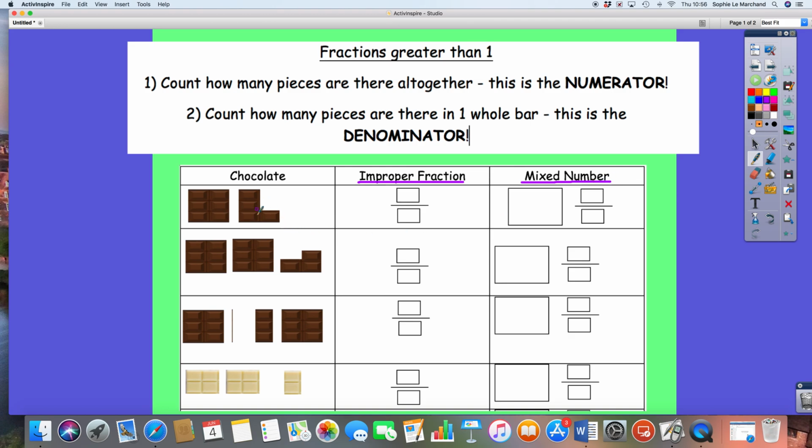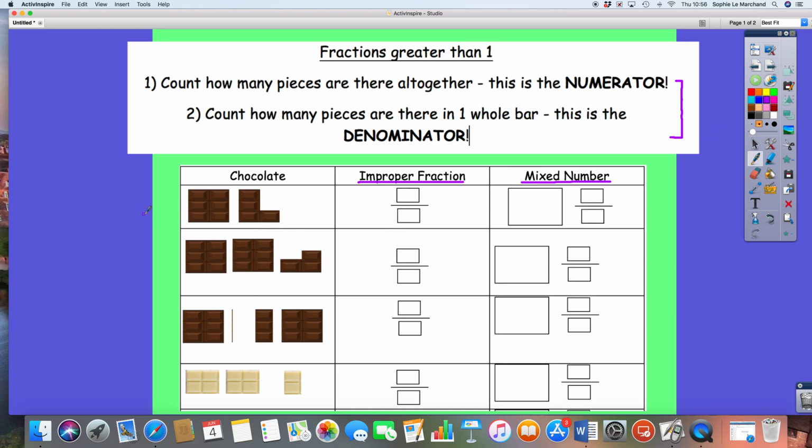And for each example, I'm going to show you how we would record each amount of chocolate as an improper fraction and as a mixed number fraction. And as you can see, these instructions here at the top, these are really important.